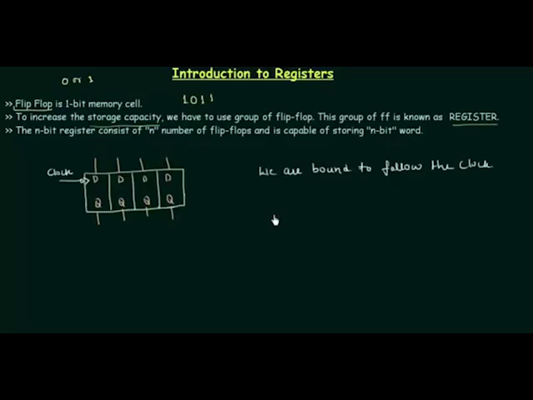For example, let's take a clock with a frequency of 1 megahertz. This is the frequency, and you know that the time period is equal to 1 by f seconds. So for a frequency of 1 megahertz, the time period is 1 microsecond, and after 1 microsecond we will have the falling edge.